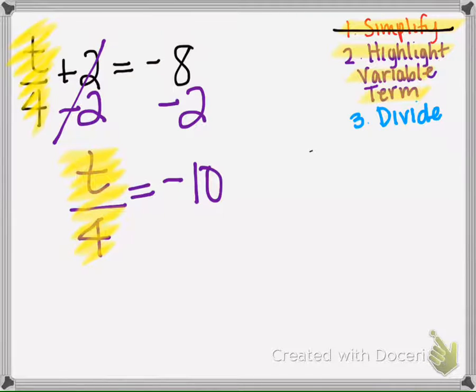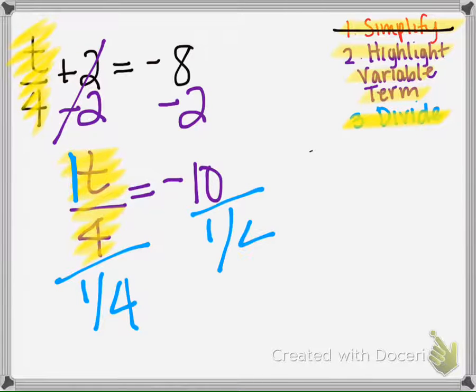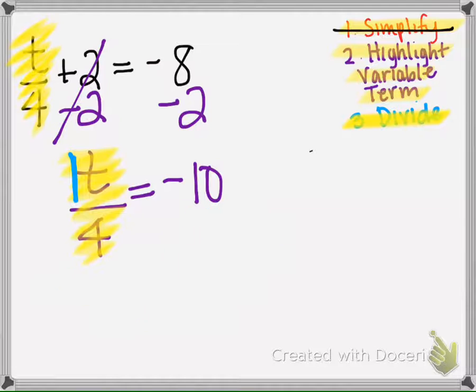So step 3 is to divide. But because this is a fraction, this is 1/4, we know our rules with division of fractions that if we're dividing by 1/4 to both sides, so instead of dividing by a fourth to both sides like that, we are going to, since this is a fraction, multiply by the reciprocal, which is just 4. And then we'd have 4 over 4, which is just 1t.